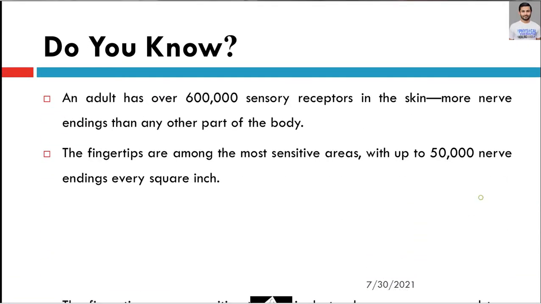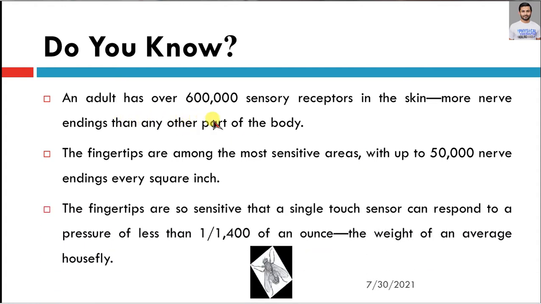This is a very interesting fact: an adult has over 600,000 sensory receptors in the skin, more nerve endings than any other part of the body. The fingertips are amongst the most sensitive areas, with about 50,000 nerve endings in every square inch. A single touch sensor can respond to a pressure of about 1/1400th of an ounce, the weight of an average housefly. So we all can feel the weight of a housefly on our fingertips.